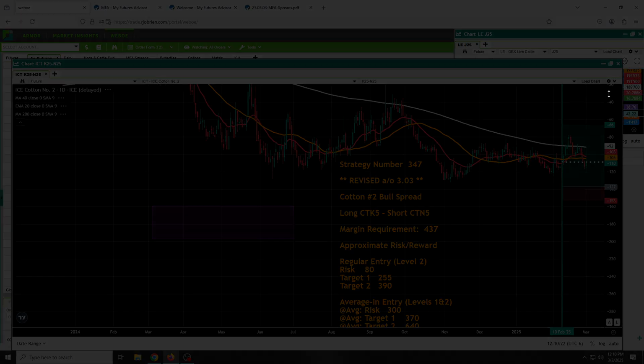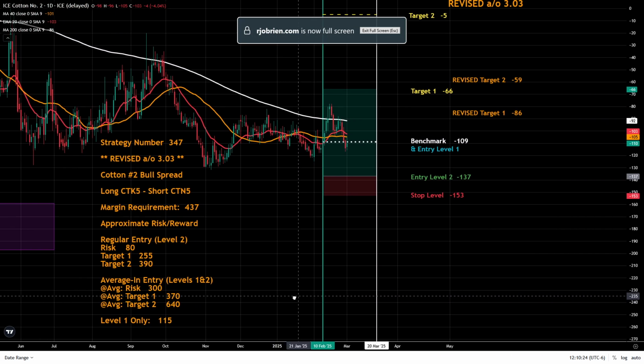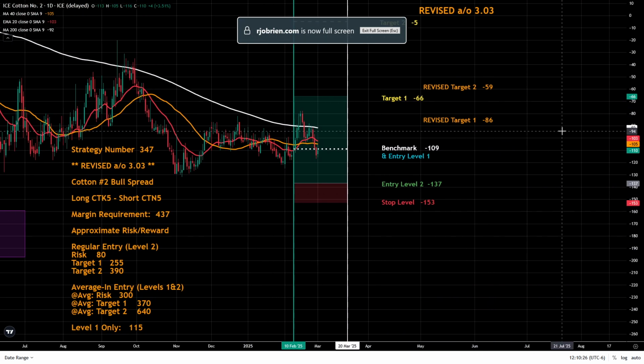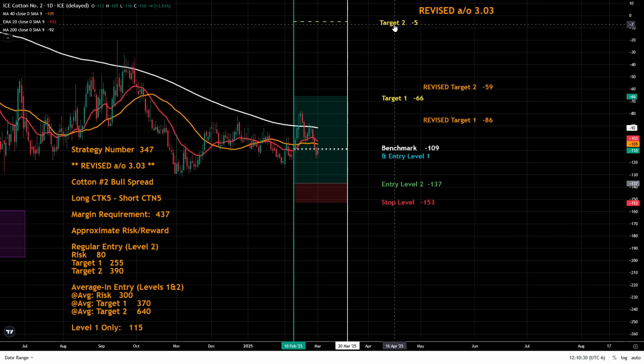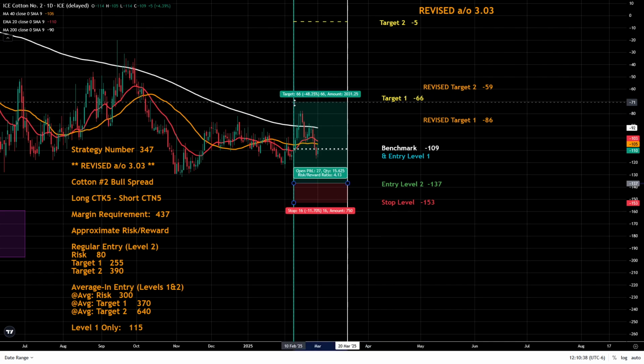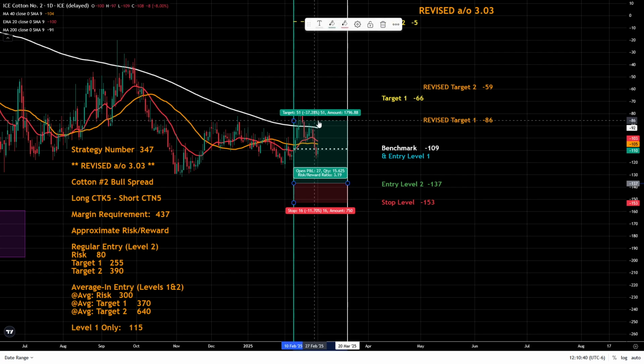Let's take a look at this one. So this is our bull spread, and I'm making some changes on this one. The original target 1 was up here at -66. We're going to move that down to -86. So -66 goes down to 86.